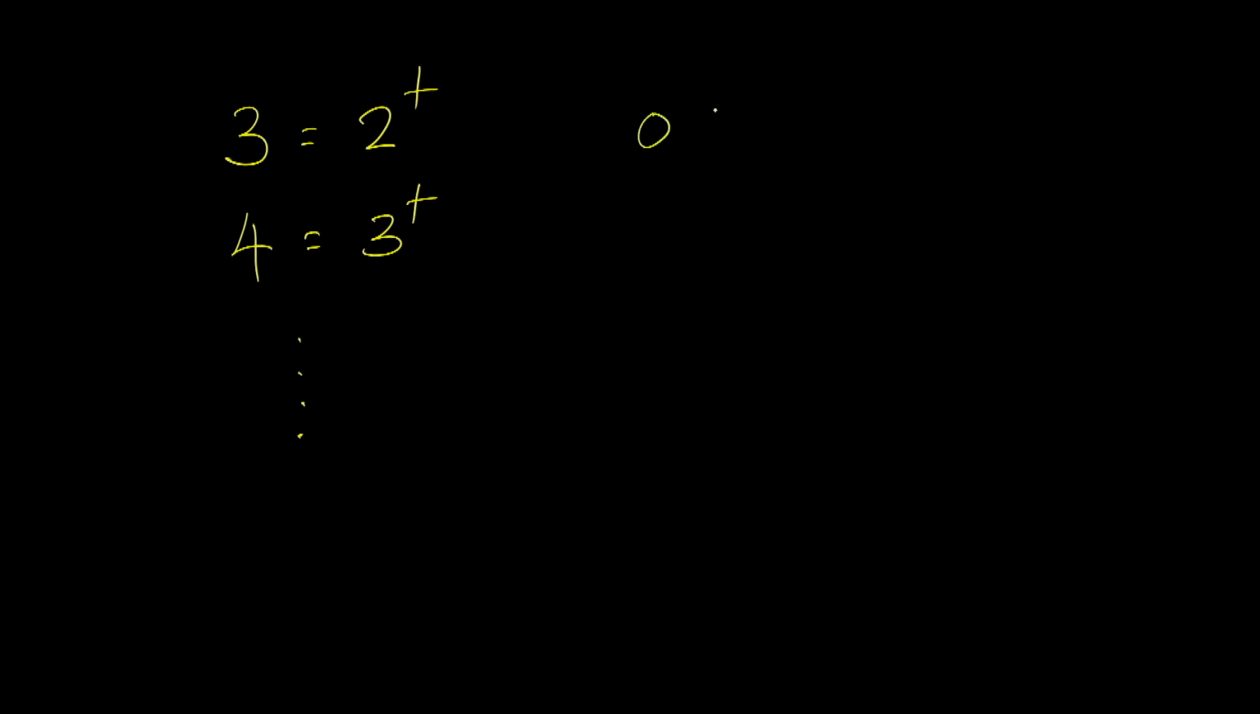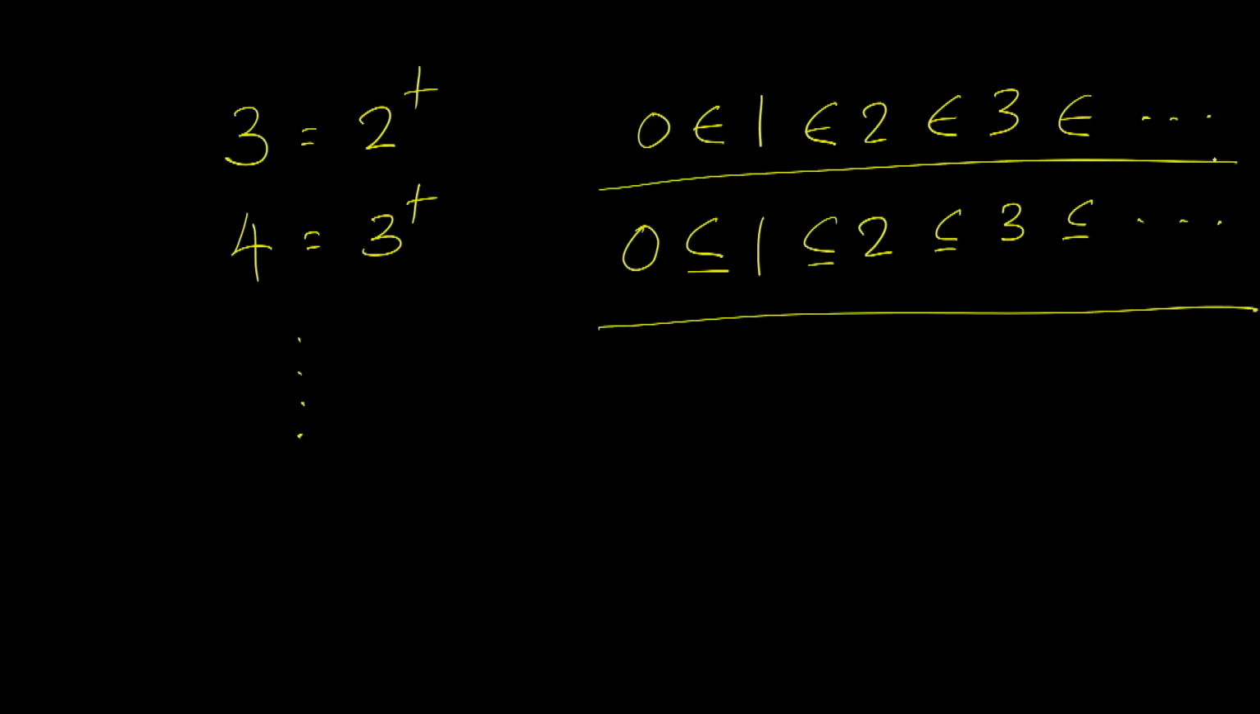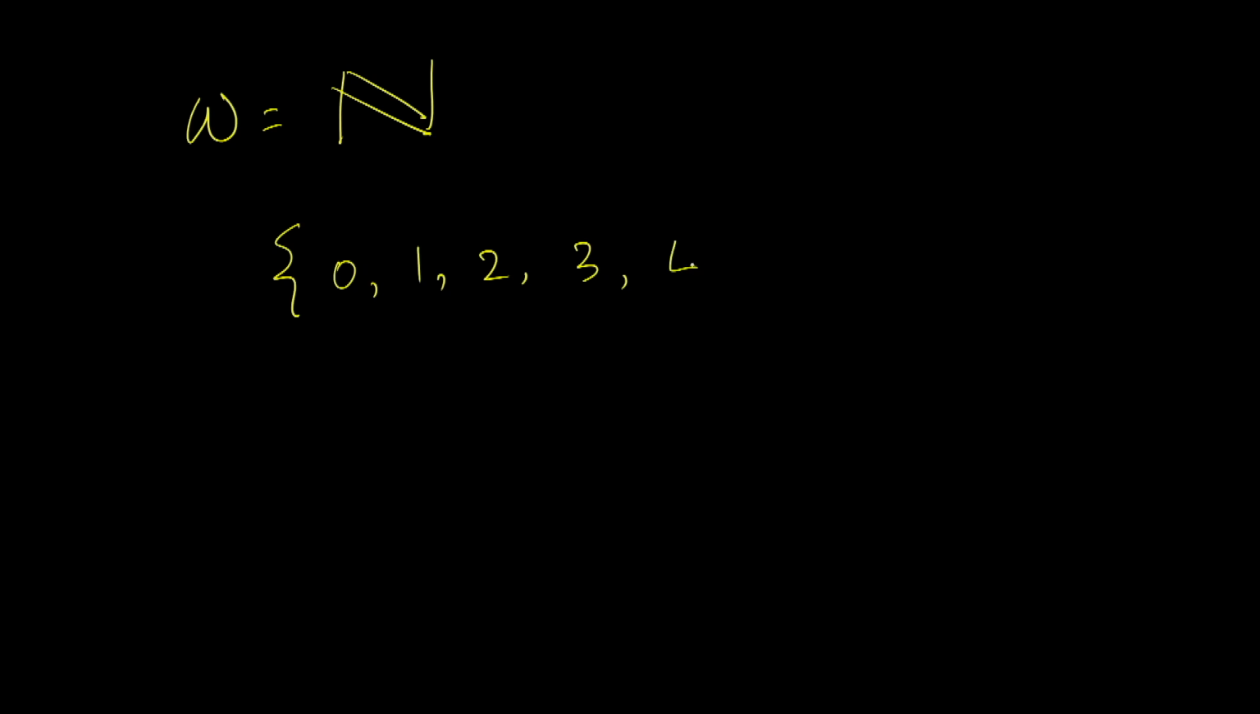So you can readily verify that 0 is a member of 1, which is a member of 2, which is a member of 3, and so on. Not just that, 0 is a subset of 1, which is a subset of 2, which is a subset of 3, subset of 4, and so on. So both these chains of relations hold. So we have, in this sense, defined omega as the set of all natural numbers.